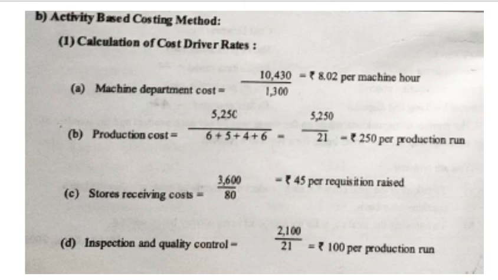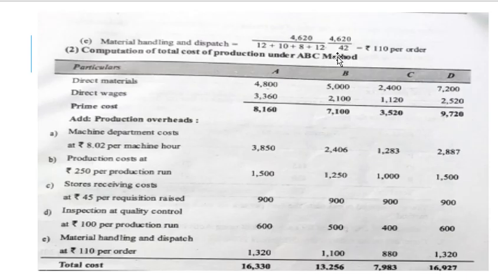Next is your material handling. Material handling is based on your dispatch orders, where the total number of orders is 42. We found the orders for A, B, C, D to show them in your cost sheet of ABC. So for A, it is 12. 12 into the per material order cost of rupees 110 will give you 1,320. Then 10 into 110 for B will give you 1,100. Then for C, 8 into 110 will give you 880. Then for D, 12 into 110 will give you 1,320.